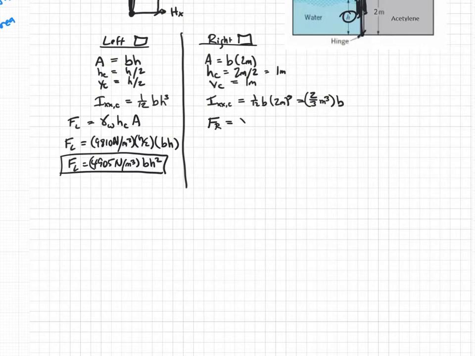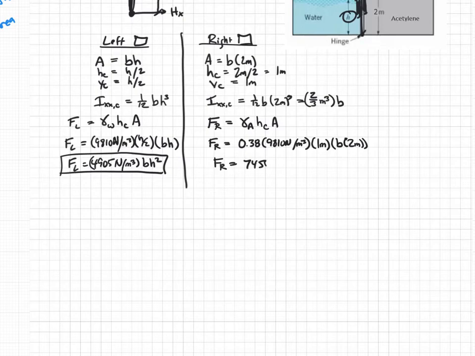So I'm going to do the FR over here. It's going to be the gamma of acetylene, HC A. So the gamma of acetylene is 0.38 times 9810 newtons per meter cubed. I'm going to plug in the HC, which is 1 meter, and the area, which is b times 2 meters. So FR equals 7455.6 newtons per meter, because we've got meters cubed here, and a meter and a meter, so meters left. And then we'll multiply that times b. All right, so those are the forces.